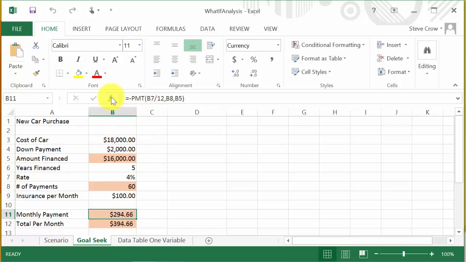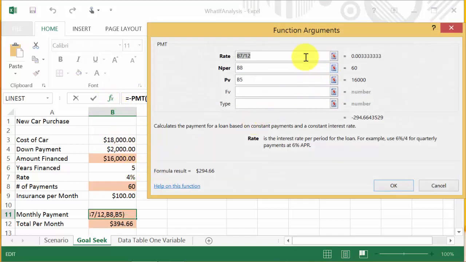So let me just show you that real quick. If you look here, you see the rate. This is the interest rate per period. And it gives you an example here: use 6% divided by 4 for quarterly payments at 6%. So you can see here I've got my interest rate in B7, which is the 4%, and then it's divided by 12 because the payments are monthly, 12 months in a year.